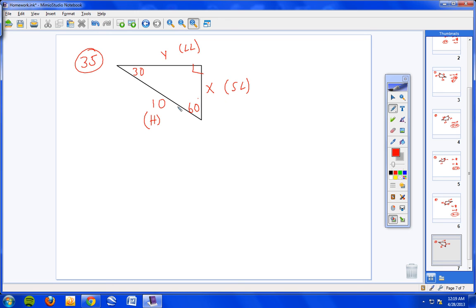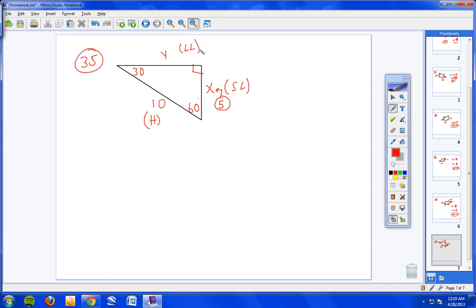So, if my hypotenuse is 10, and it's twice as big as the shorter leg, then I know right off the bat my shorter leg must be 5. That's not too hard, okay? So my shorter leg is 5. The shorter leg and the hypotenuse are always pretty easy. They're always going to be twice as big or half as big as the other. So if the hypotenuse is 10, the shorter leg has to be 5.